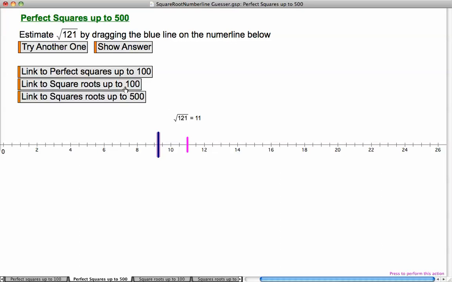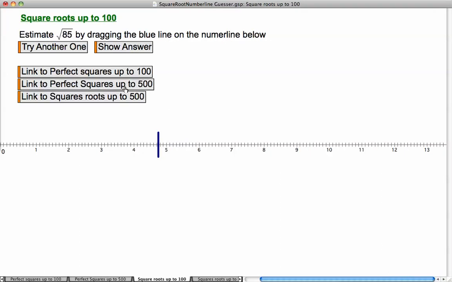To make it a little bit more difficult, we are doing a little bit of estimation, and we really hope that students do not use a calculator for this. That's not what this is about. But estimate square root of 85 by dragging the blue line under the number line below, and so they have to know where that is going to be approximately. So square root of 85 should be above 9 somewhere, but below 10, and so I'm going to take a rough estimate somewhere like that and show the answer, and it shows me the answer.